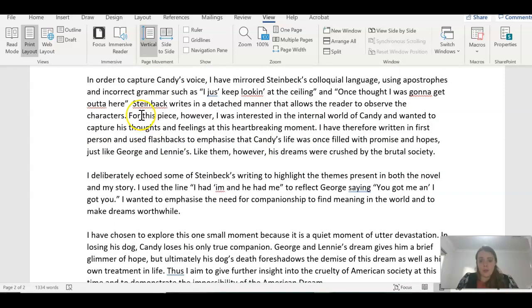A number of you are doing what I have done, which is even though Steinbeck writes in third person, we've chosen to write in first person because we want to enter into the character's head. That's completely fine, but you need to do what I have done and explain that you've changed it. So Steinbeck writes in a detached way by using third person, whereas I have changed to first person because I want to explore this specific character.